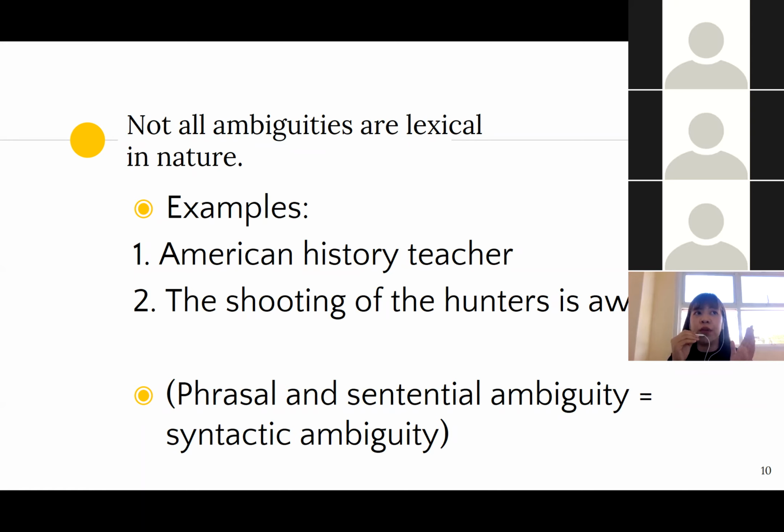So they cannot seem to hit the target. That's why it's awful, kumbaga. So hindi nila ma-shoot or ma-hit ang target. Second, "The shooting of the hunters is awful." It could be that the ones being shot are the hunters. That's why it's awful or gruesome or brutal, as Ma'am Ladylyn said, if I'm correct. So there are 2 interpretations already.